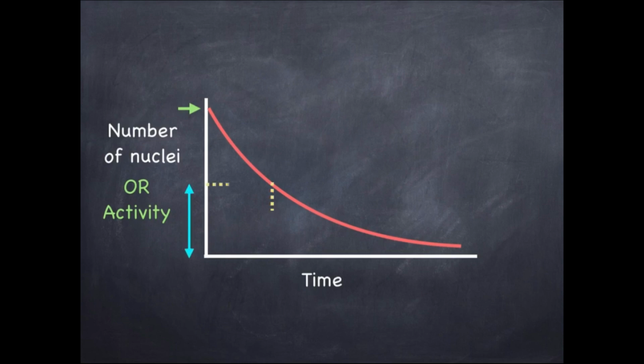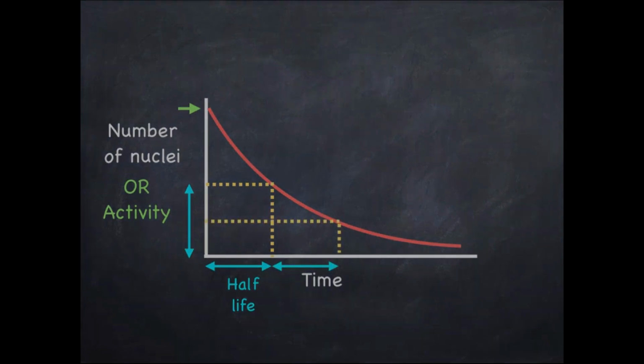So 5,000. If you go across from the y-axis, from 5,000 to the line of the graph, and then go straight down to the x-axis, you're going to read time there. And that time is the half-life. If that time passes again, a second half-life has passed, then the number of nuclei will half again.